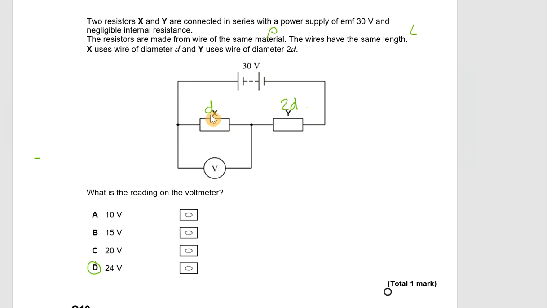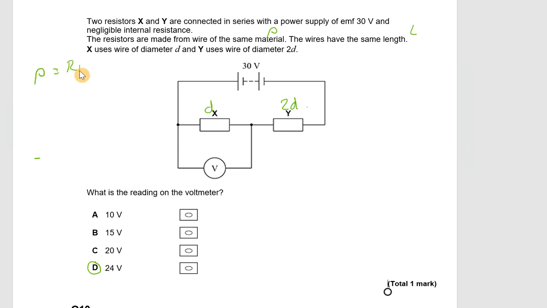Well, what we need to do is find the ratio of the resistances of X and Y, then we can find the ratio of the potential differences across X and Y. So the first thing we need to know is how these different diameters are going to affect the resistance of the two resistors. So I'm going to use the equation you're given on your data sheet.